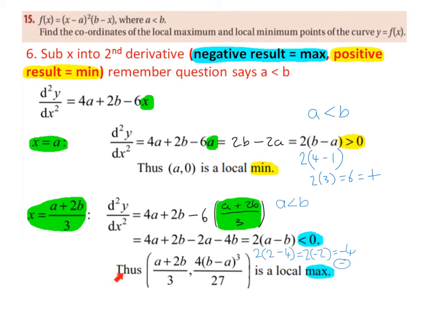And thus, the point ((a plus 2b) over 3, 4 times (b minus a) cubed over 27) is a local maximum. So (a, 0) is a minimum, and ((a plus 2b) over 3, 4(b minus a) cubed over 27) is a maximum.